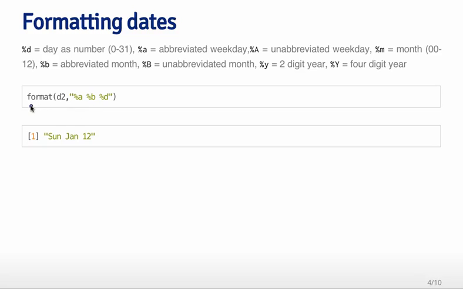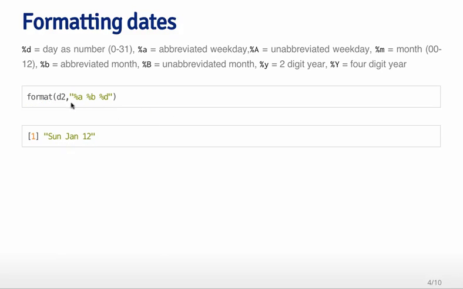So for example, we would use the format function. We would apply it to that date. And then we would say we would like to see the abbreviation for the day, the abbreviation for the month, and then the actual date that you've seen. And so that gives you Sunday, January 12th, just like this.